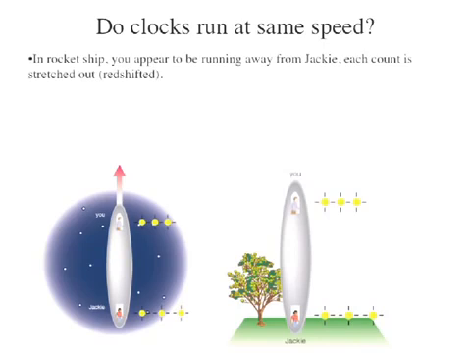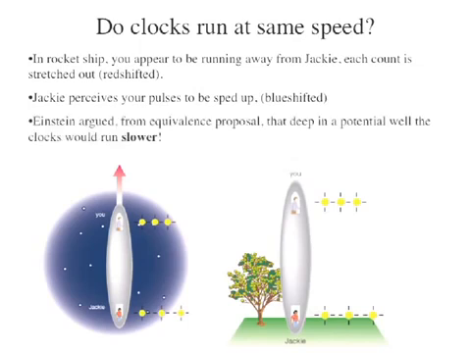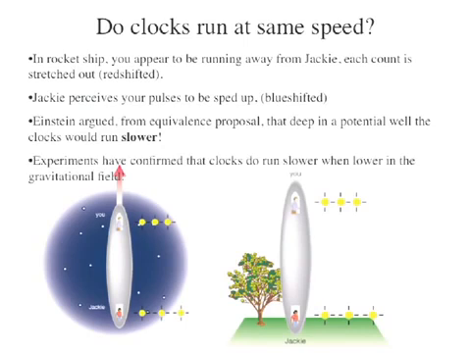You're running away from Jackie, stretched out, redshifted. She perceives the object at a higher point to be blueshifted. Deep in a potential well, the clocks run slower. And this is something that has been experimentally determined to be exactly as given by Einstein's theory. Hard to believe this.